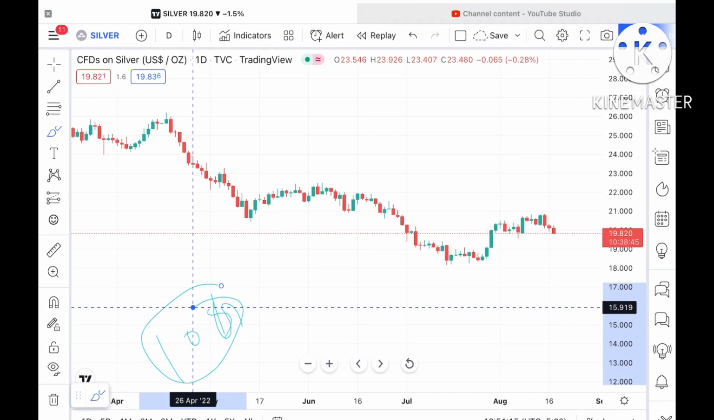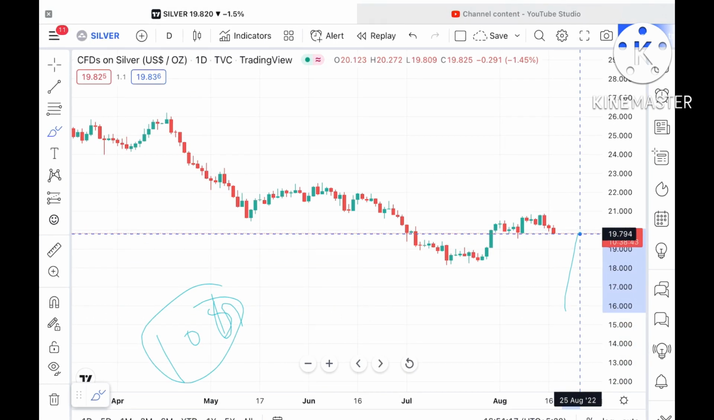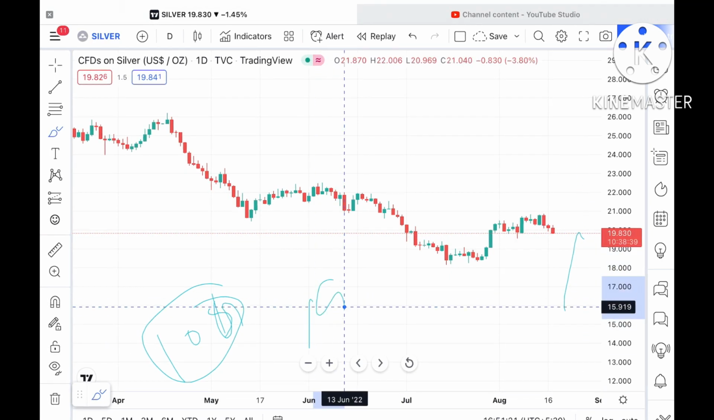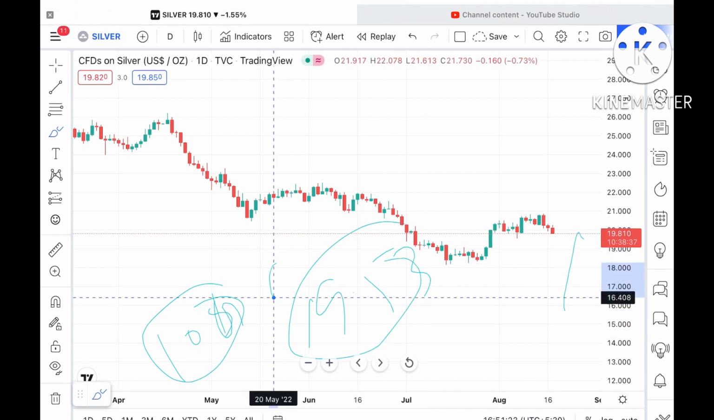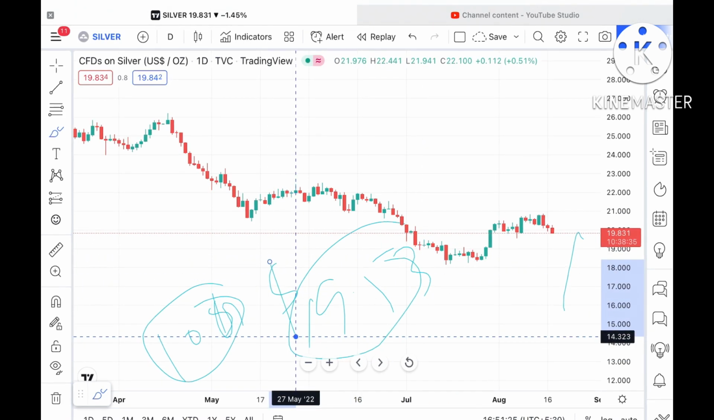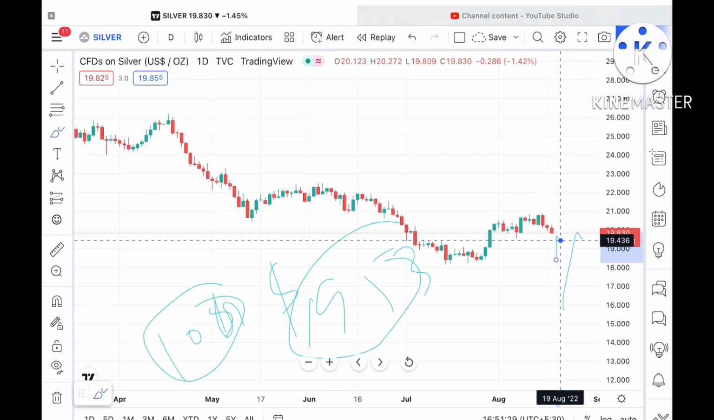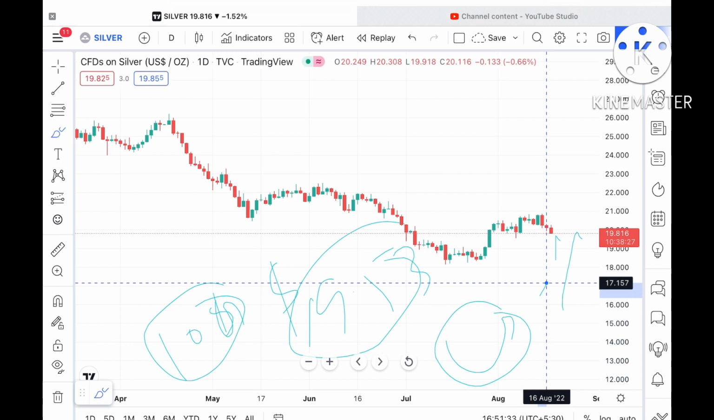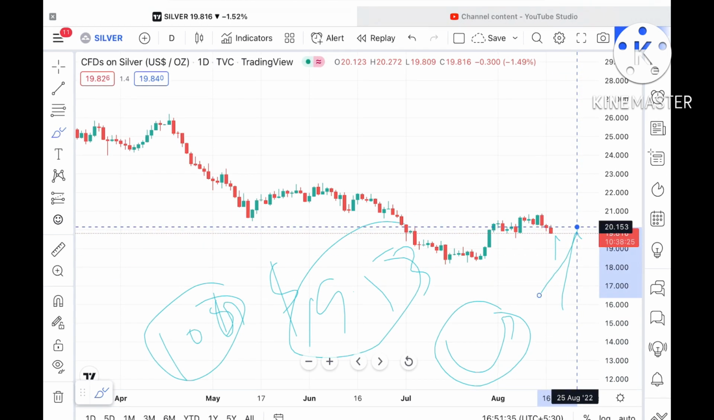Now suppose this particular level doesn't sustain, we can see it can come down again to a level of $19.53. From there, this is a strong support, so we can see a bounce back can come, and from there it can touch the upside and go further high.